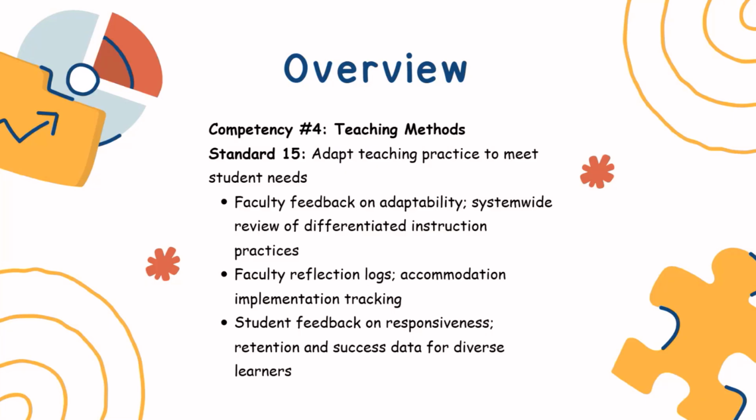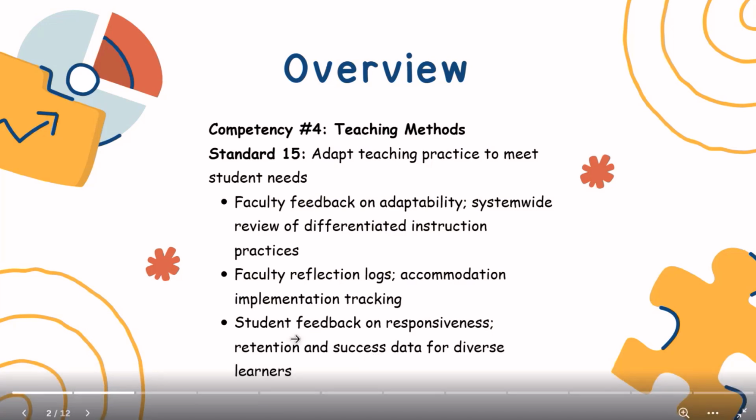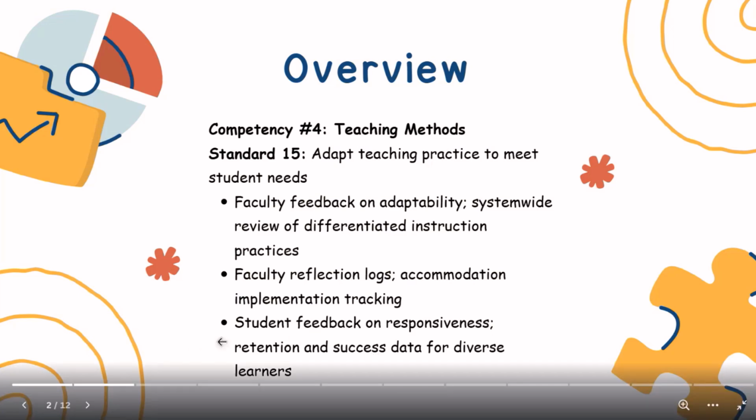If you are actively engaged in your course and you pick some strategic times to look at, we'll talk about how you can adapt your practices to help students, then you can really intervene on their behalf and be very proactive versus reactive. So some of the overview of the criteria includes faculty feedback on adaptability, system-wide review of differentiated instructional practices. So how can you differentiate things based on student needs? Here we're talking about accommodation very specifically. And then on the third one, we're talking about student feedback, being responsive.